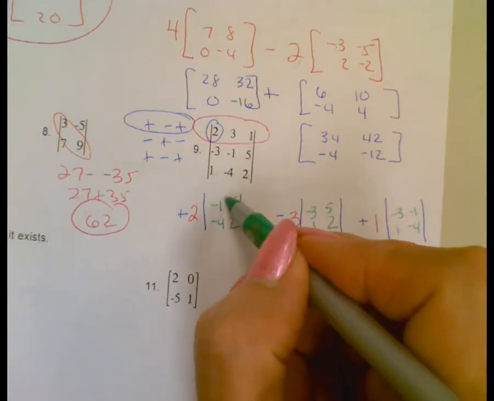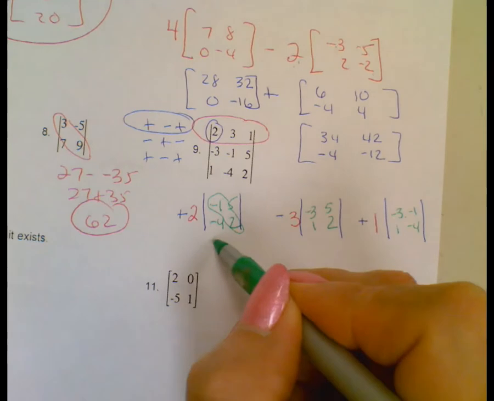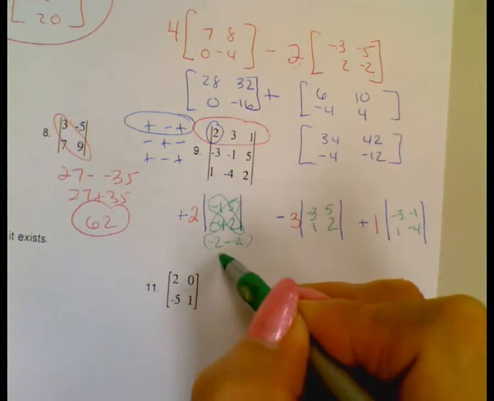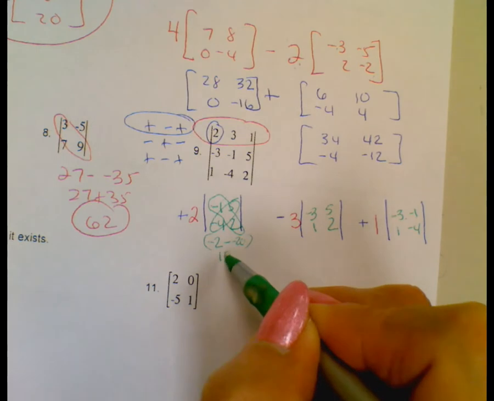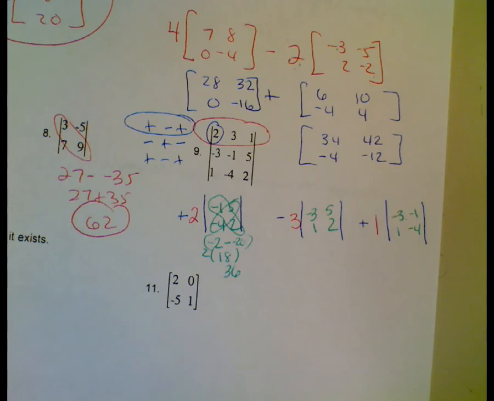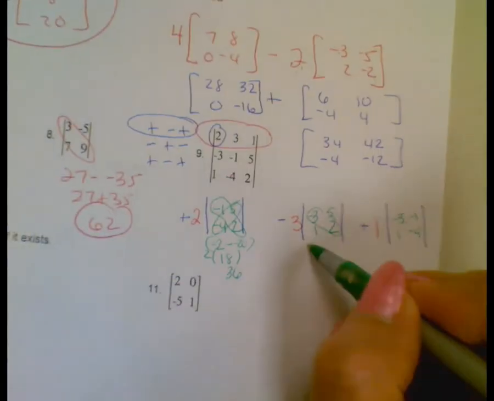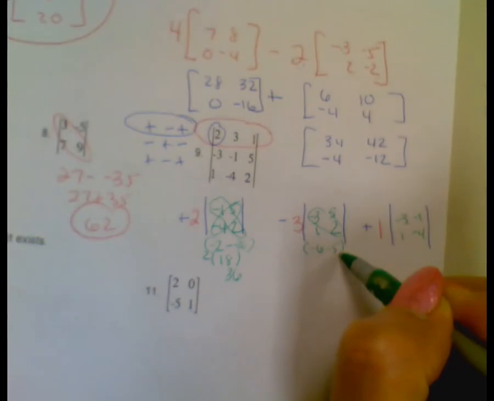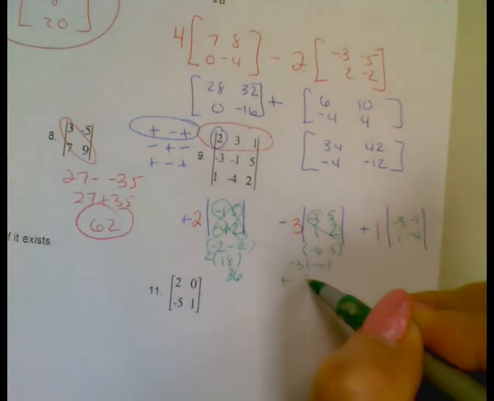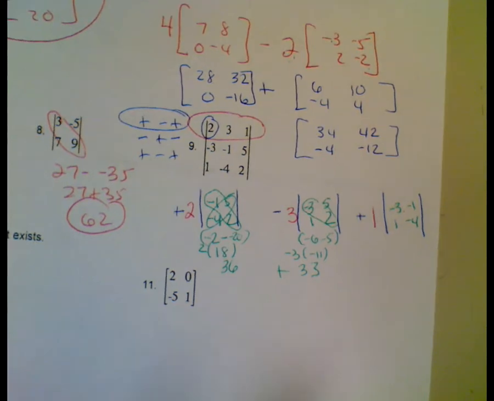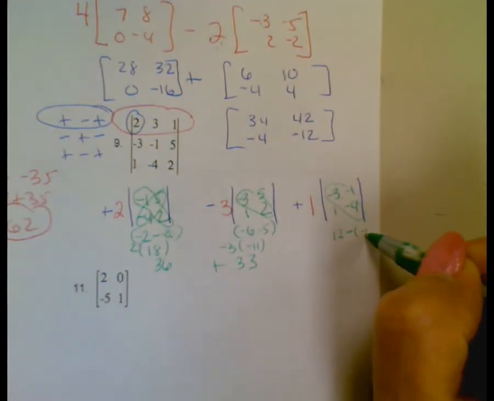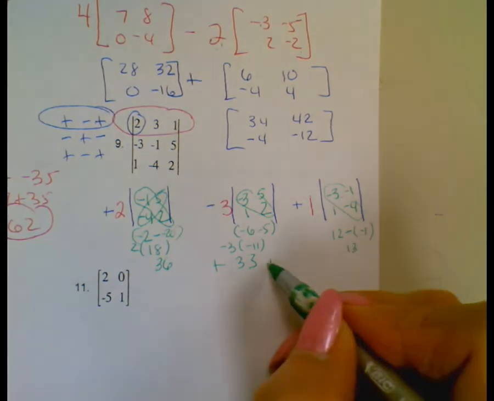Then cross multiply to find the determinant. So negative 2 minus negative 20 is 18. Times 2 is 36. The middle one, you get negative 6 minus 5, or negative 3 times negative 11, which is 33. And then this last one, it's 12 minus negative 1, which is 13.